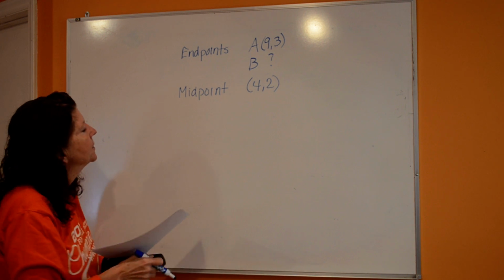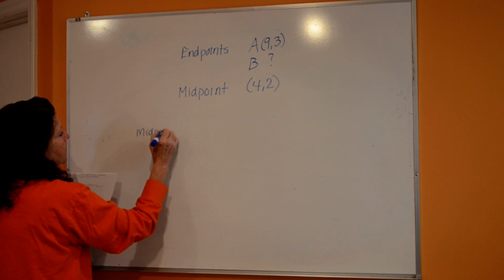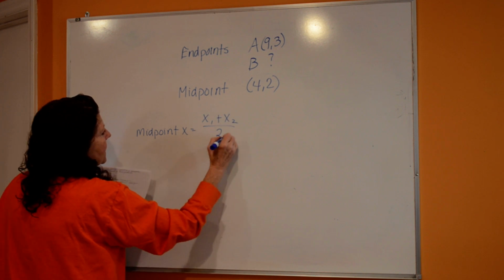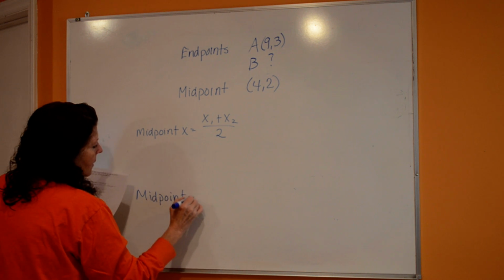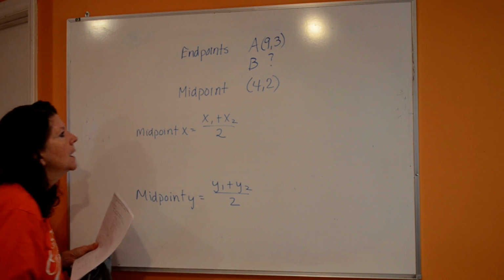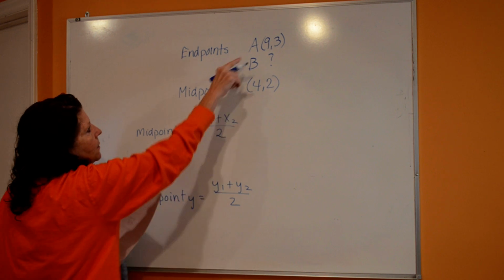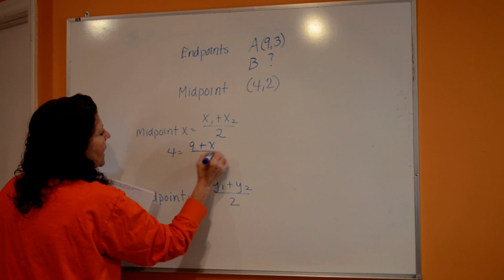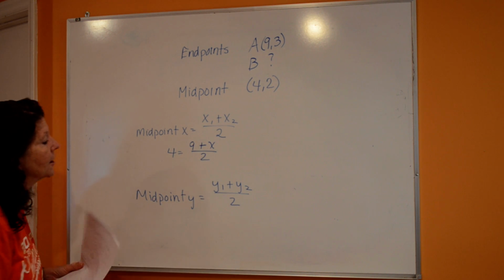Then I've got to use my formula backwards. So I have midpoint x equals x sub 1 plus x sub 2 divided by 2. And I have midpoint y, which equals y sub 1 plus y sub 2 divided by 2. Now, I know what the midpoint x is. It's 4. So I have 4 is equal to, and I know one of my x's, which is 9. I do not know my other x. So now I have an algebraic equation that I just have to use algebra to solve for.